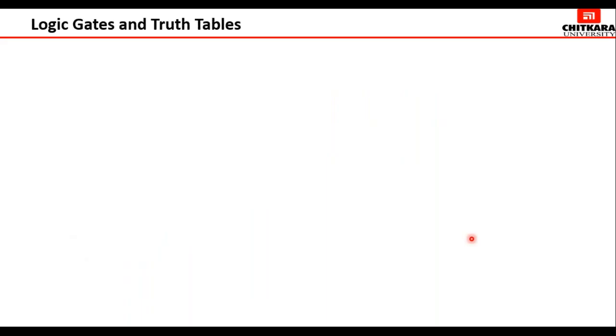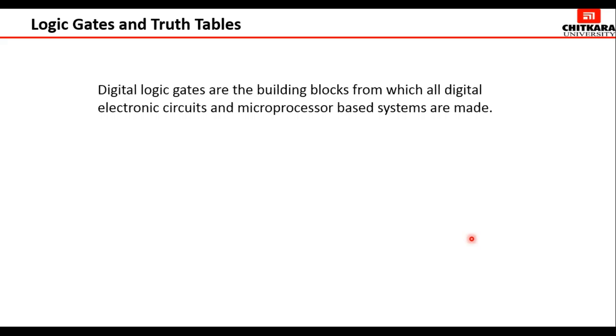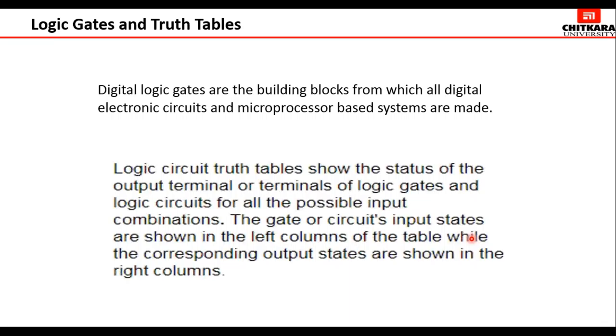What are logic gates and truth tables? Digital logic gates are the building blocks from which all digital electronic circuits and microprocessor-based systems are made. So in a logic truth table, what happens? The left columns of the table show the input states, or the inputs of the circuit, and the corresponding right columns show the output. You have done this before in logic also, where we studied truth tables. In the same way, here also, whenever we discuss a logic gate, we will discuss the corresponding truth table for that particular logic gate, right?